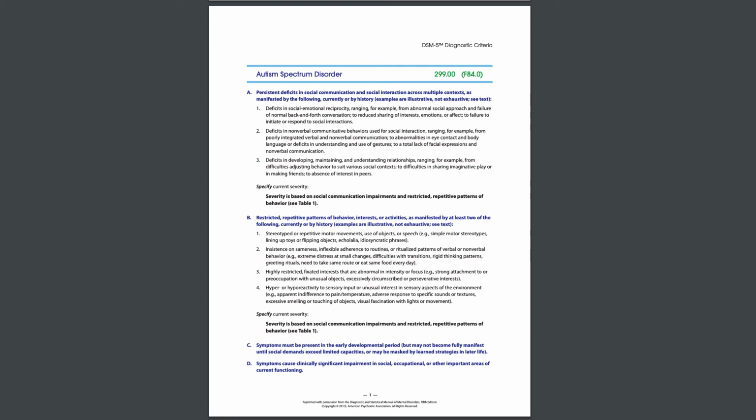So number 2, nonverbal communication: eye or body language, lack of facial expressions, or nonverbal communication. And then number 3 is deficits in developing, maintaining, and understanding relationships, ranging, for example, from difficulty adjusting behavior to suit social contexts, to sharing imaginative play, making friends, or a lack of interest or overt interest in peers, right? So this is just one of the 3 categories. And then there's 3 different more specific behaviors or illustrations underneath.